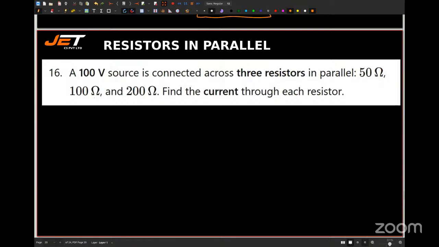So here a 100-volt source is connected across three resistors in parallel: 50 ohms, 100 ohms, and 200 ohms. Find the current through each resistor. So voltage is given as 100 volts, and R1 is given as 50 ohms. Whenever you get a question, first write down what all are given, then you'll understand what should be done. And R3 is equal to 200 ohms. We need to find out the current through each resistor.